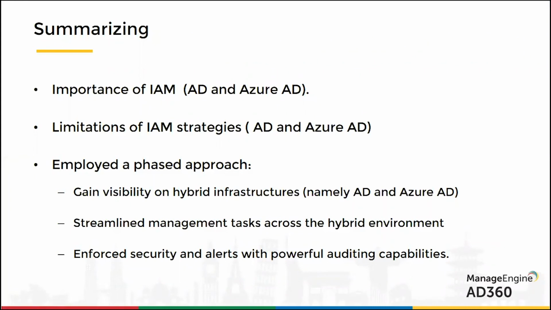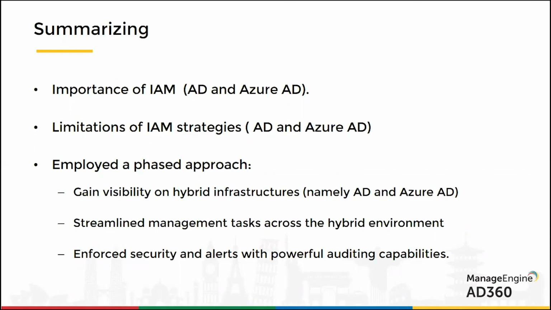So a quick summary of what we saw today. I know this was a lot of information, so quickly summarizing, we saw the importance of IAM in Active Directory and Azure Active Directory, right? And then we saw a few limitations of IAM strategies in Active Directory and Azure Active Directory. And last but not the least, we employed a phased approach where first we gain visibility on our infrastructure. What's happening on our infrastructure? Azure Active Directory and connected applications, Active Directory, on-premise applications, file servers, and data, right? So we were able to gain visibility on our Active Directory, connected applications and file servers, and Azure Active Directory and connected applications as well.